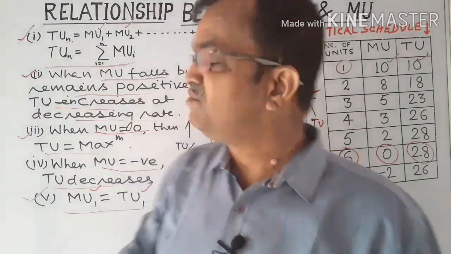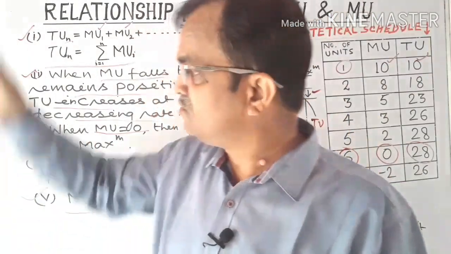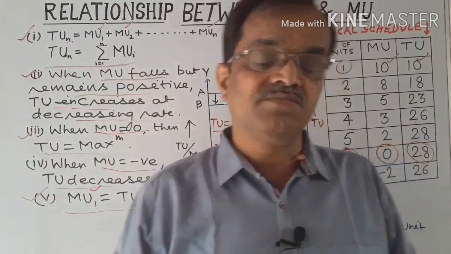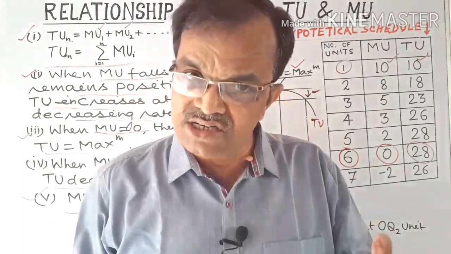The relationship can be summed up in 5 points. Whenever you are to write down the answer, write down these 5 points. That's all about the relationship between total utility and marginal utilities.